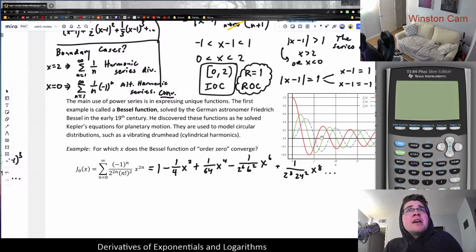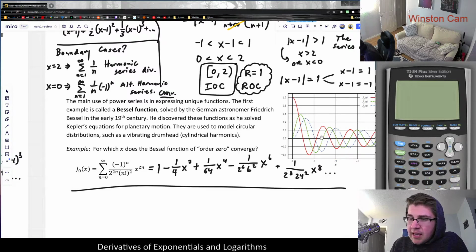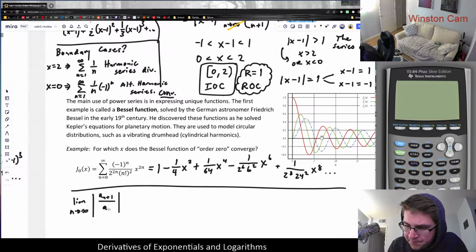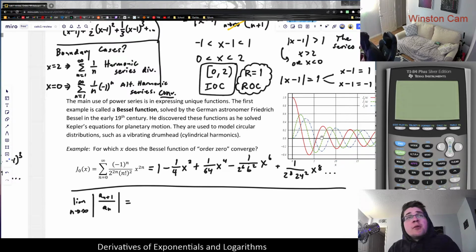But anyways, our goal right now is just to understand these, see how they work, and figure out again when they converge. So if we want to figure out the interval and radius of convergence of the Bessel function of order 0, we need to apply the ratio test. So again, we need to look at the limit as n approaches infinity of the absolute value of a_(n+1) divided by a_n in order to really determine all of this.